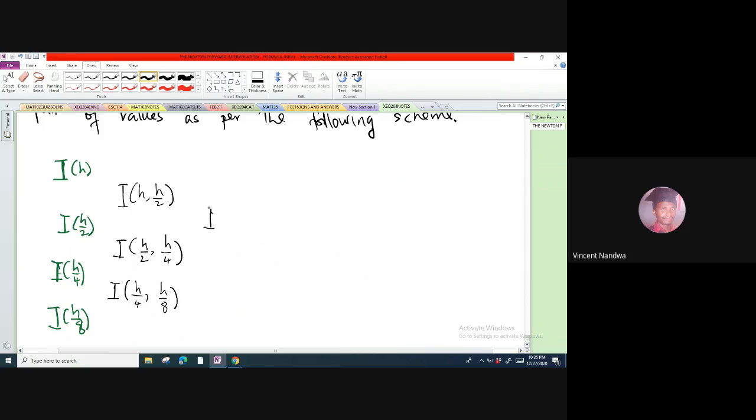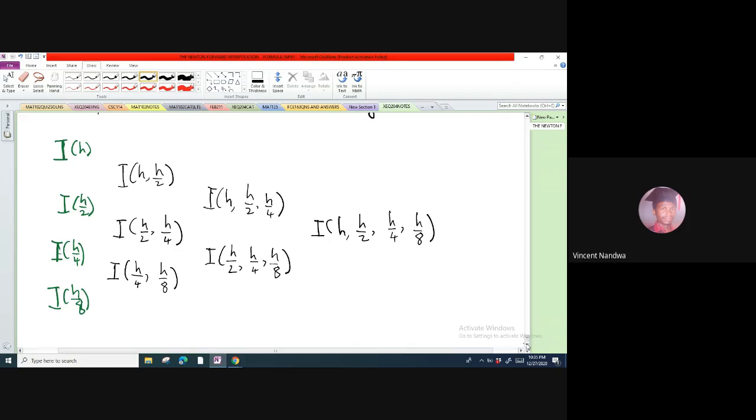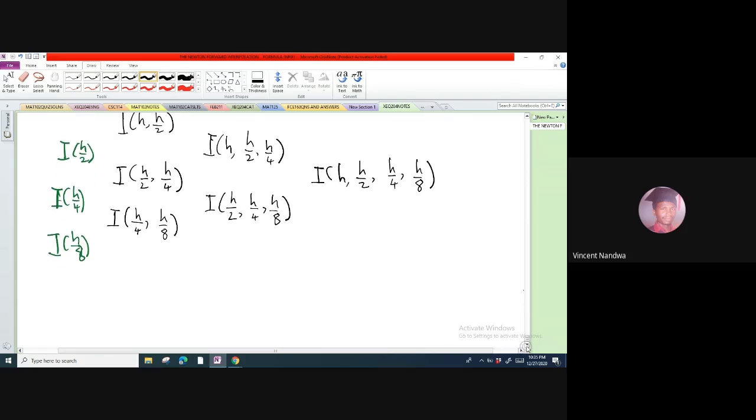And then in between these, we have I of h comma h over 2 comma h over 4. In between these two values, we have I of h over 2 comma h over 4 comma h over 8. And then between these two values, we have I of h comma h over 2 comma h over 4 comma h over 8. So then let's describe what each of these values in this scheme means.